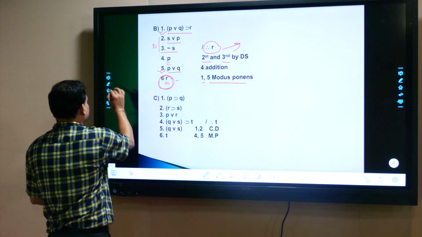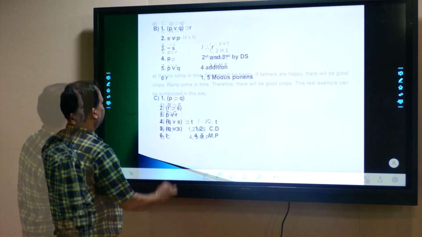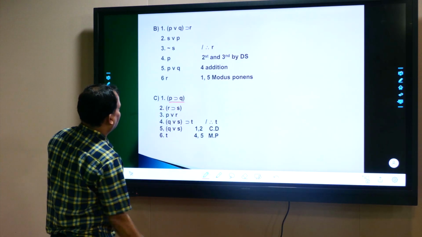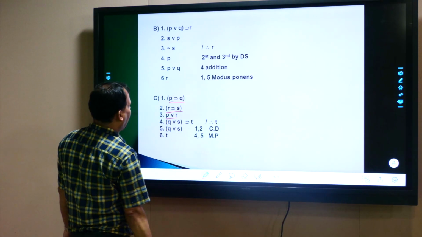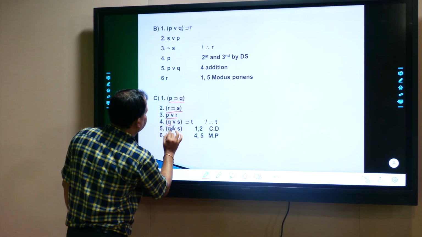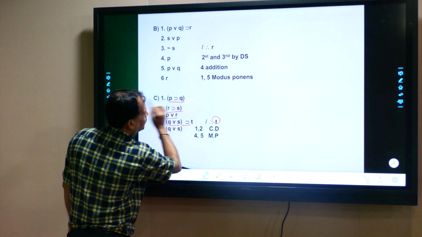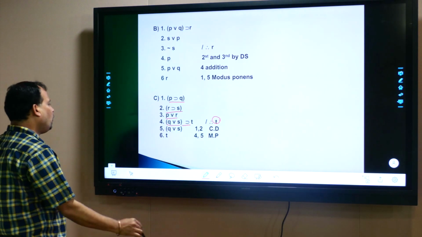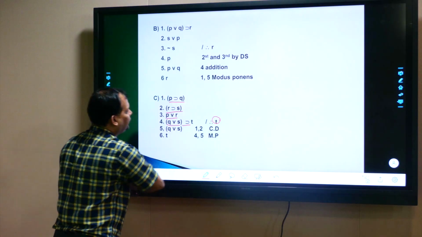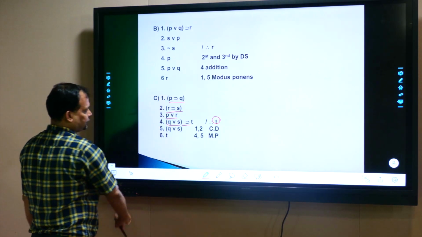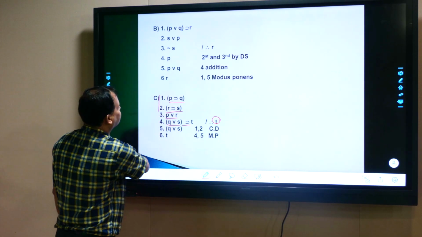So dear learners, you see here P implies Q, R implies S, P val R, fourth step Q val S implies T, and the conclusion T. Now you see how can we deduce the conclusion T out of these four steps. Now you see 1 and 2, that is constructive dilemma.